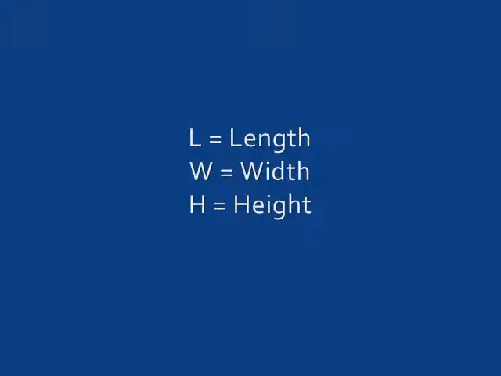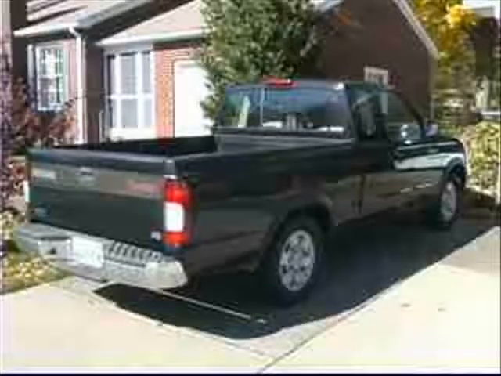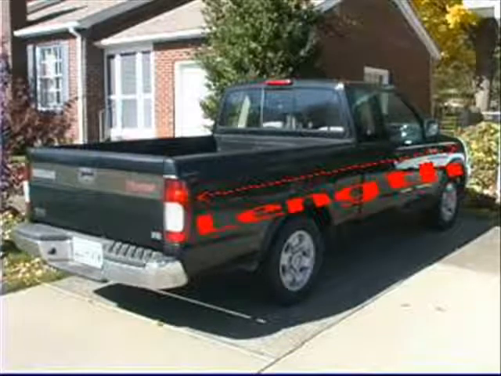L is the length, W is the width, and H is the height. So what are the length, the width, and the height? Length tells how long something is, and normally it's measured from the closest point of some object to the point that's furthest away from you. Let's look at an example like this truck. What would its length be? Well, let's take the longest dimension, starting with the point that's closest to us, and measure to the point that's furthest from us. That's the length.